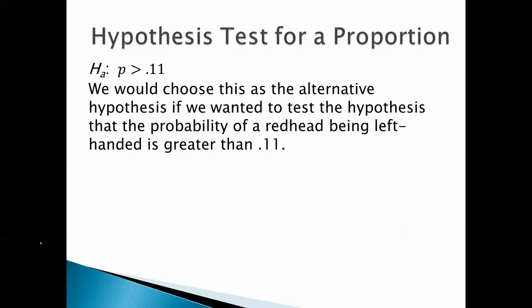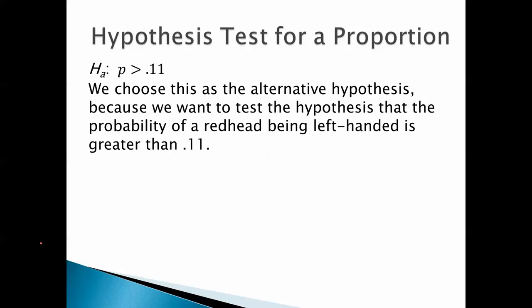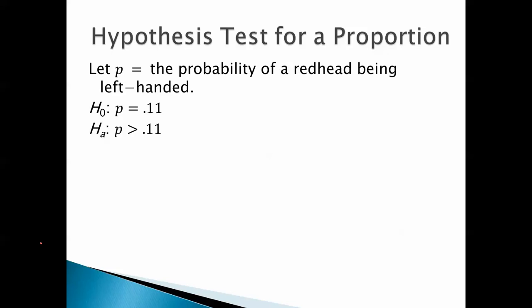P is greater than 0.11. We would choose this as the alternative hypothesis if we wanted to test the hypothesis that the probability of a redhead being left-handed is greater than 0.11. That's what we've got in this case. We choose this as the alternative hypothesis because we want to test that the probability of a redhead being left-handed is greater than 0.11.